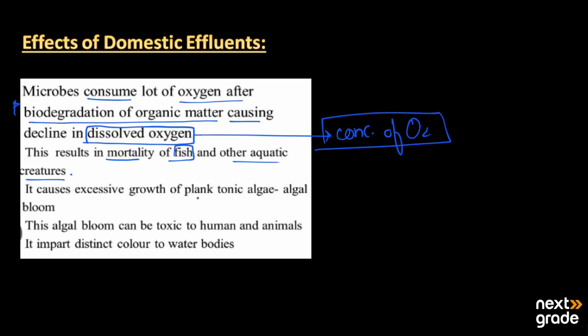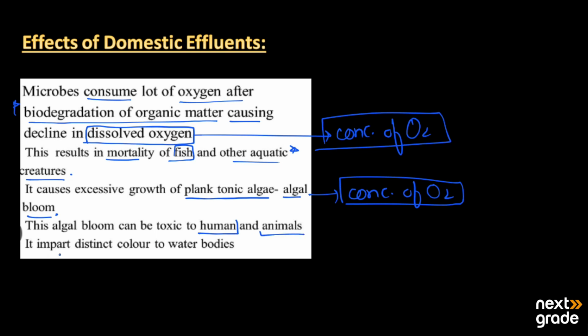Next, it causes the excessive growth of planktonic algae, that is the algal bloom over the water, and in turn this algal growth also reduces the concentration of oxygen and is not good for aquatic creatures. And this algal bloom can be toxic to humans and animals, and it imparts distinct colors to the water bodies. Basically, it imparts a green color to the water bodies.